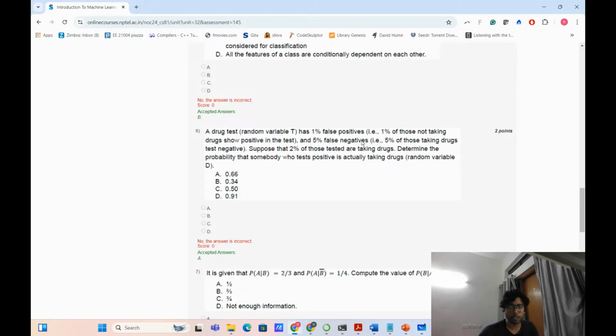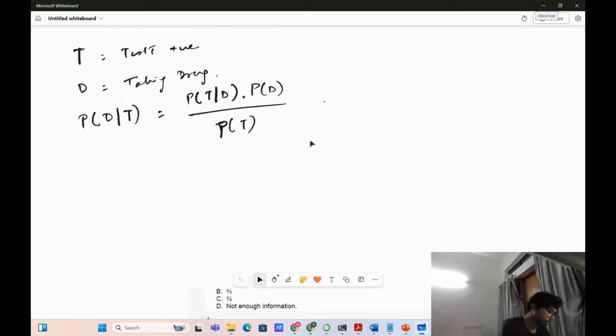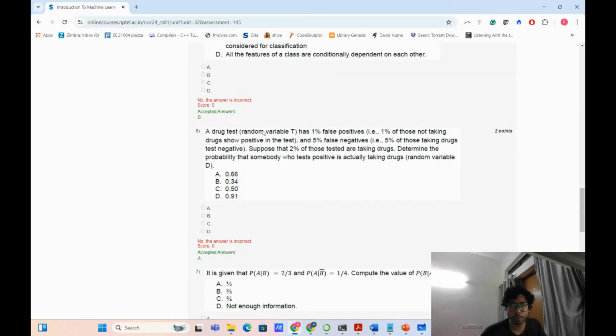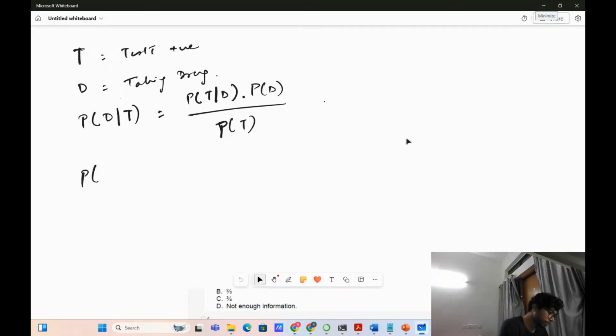Now, what is given here? 1% false positives. That means 1% of those not taking drugs show positive in the test. This is P of T given D bar, right? The probability that they test positive given that they are not taking drugs. That is 1%, 1 by 100.